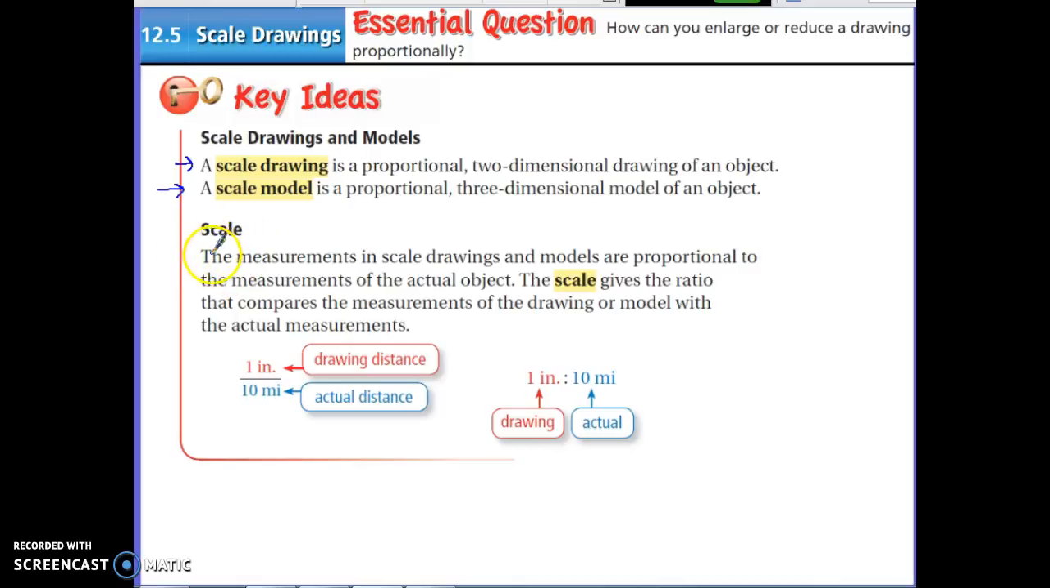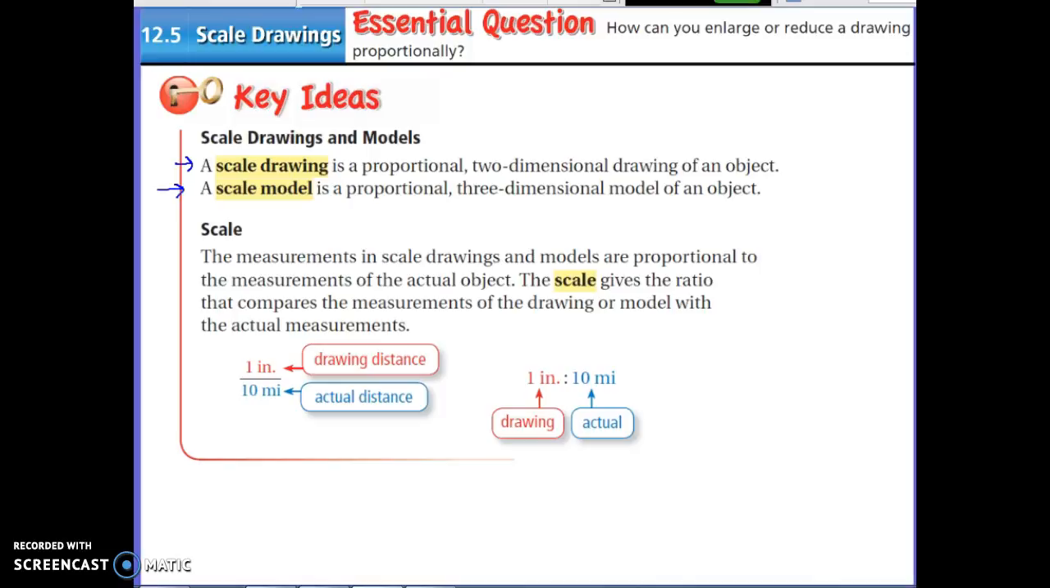The definition of a scale. The measurements in scale drawings and models are proportional to the measurements of the actual object, meaning we either multiplied or divided by a constant amount. The scale gives the ratio that compares the measurements of the drawing or model to the actual measurements.